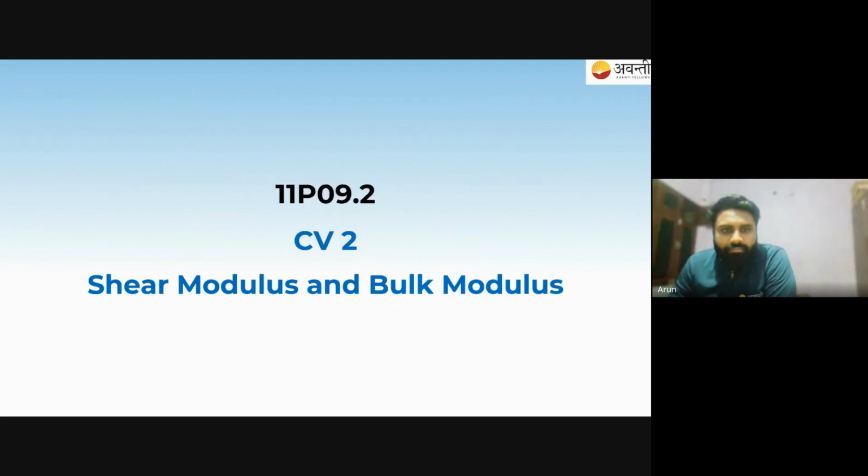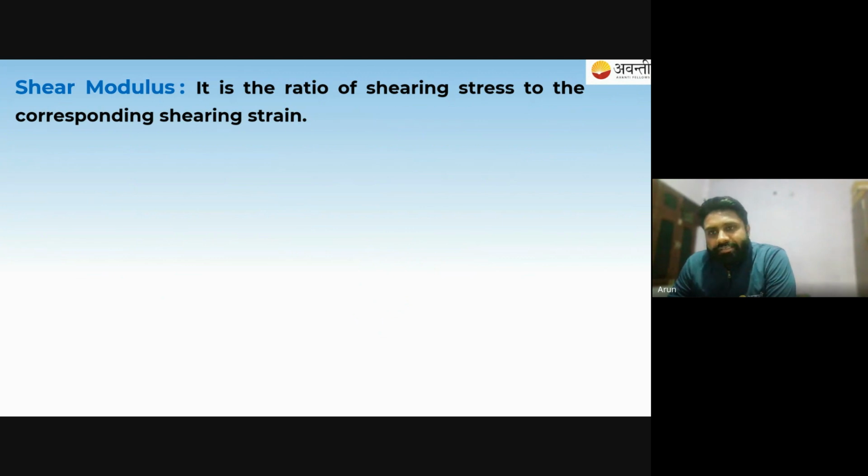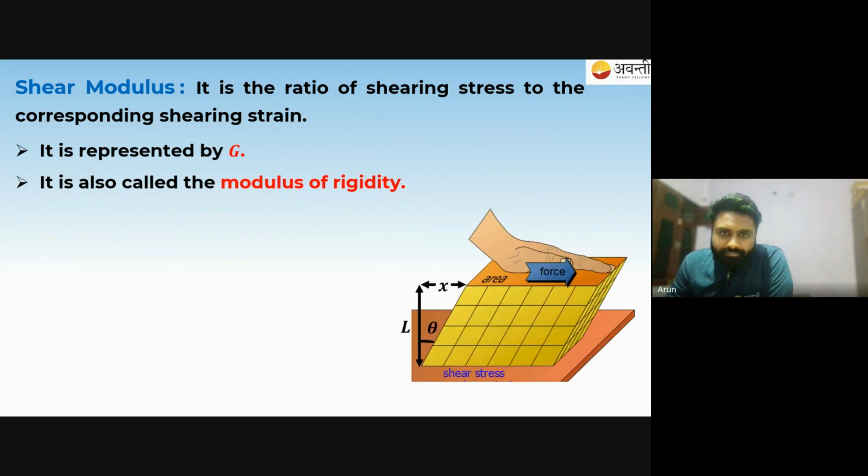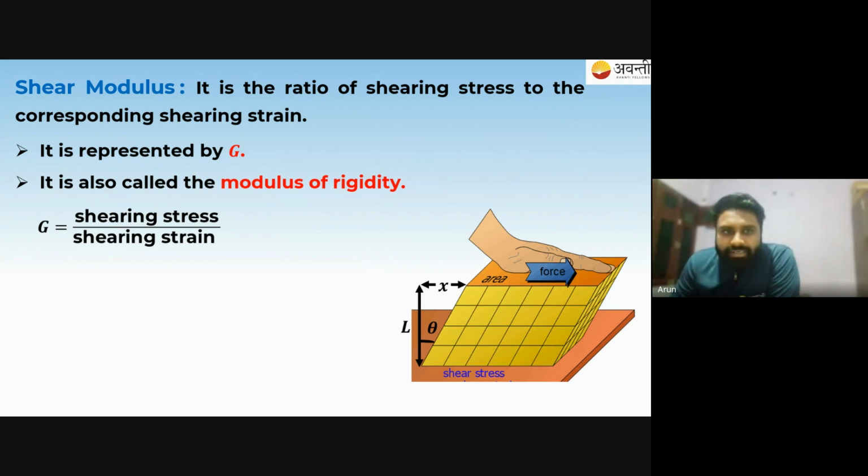Now, shear modulus and bulk modulus. Similarly, shear modulus is the ratio of shear stress to shear strain. It is represented by G, and it is also called the modulus of rigidity. So G is nothing but shear stress divided by shear strain. Shear stress is force parallel per unit area, divided by shear strain, which is X upon H. You can generally say this X upon H is theta for small deformation. So G is equal to F upon A upon theta.